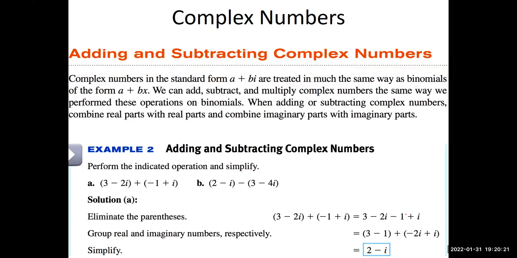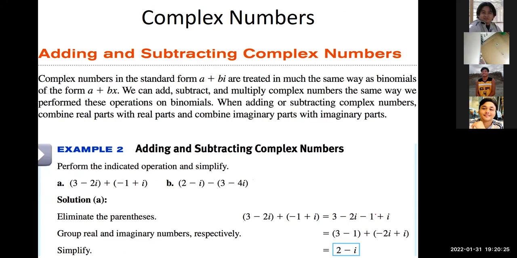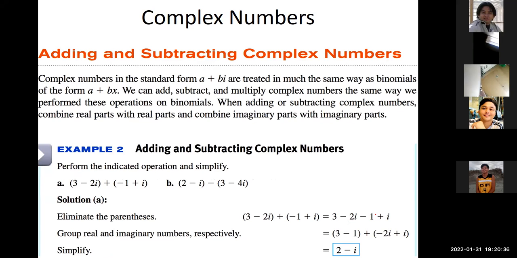So let's have first the first two operations regarding complex numbers. We're going to talk about the adding and subtracting of complex numbers. Okay. So complex numbers in standard form. So tatandaan nyo lagi pagka sinabing standard form. So that is in the form a plus bi.